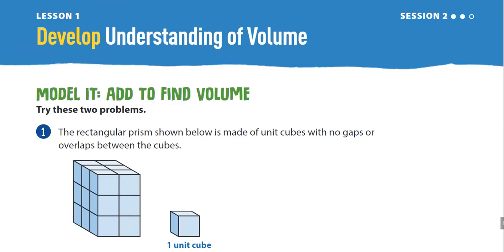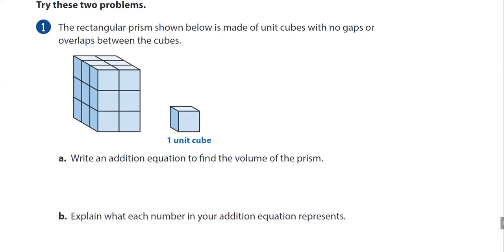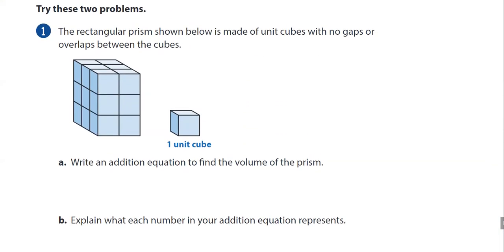So yesterday in session 1, we explored our understanding of volume, and today in session 2, we're going to develop that understanding. So here's our model it. Try these two problems. 1, 2 model it. The rectangular prism shown below is made of unit cubes with no gaps or overlaps between the cubes. Write an addition equation to find the volume of the prism.